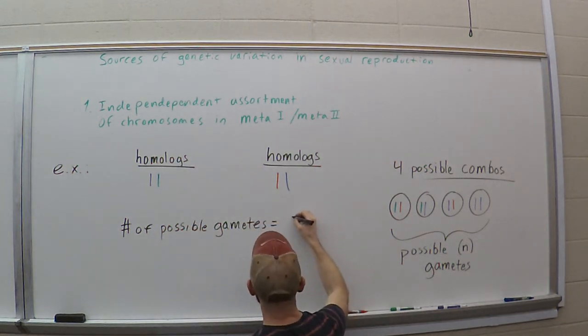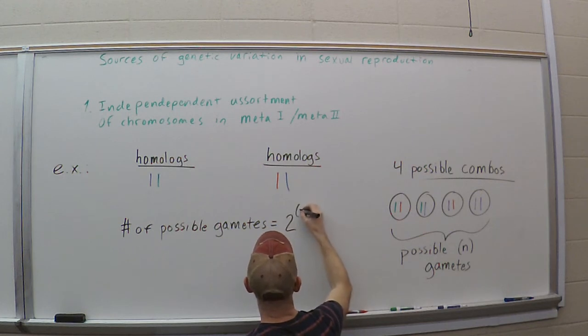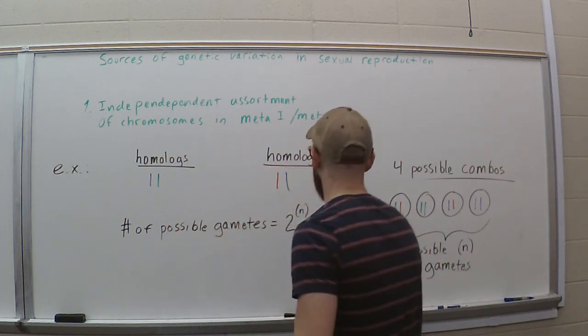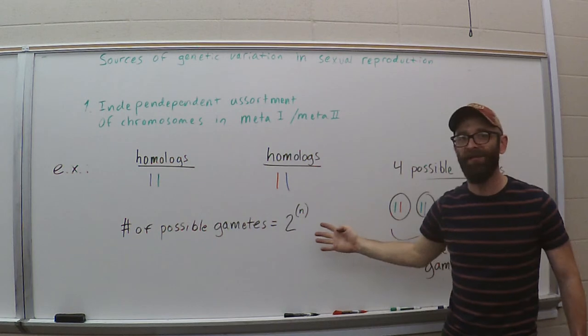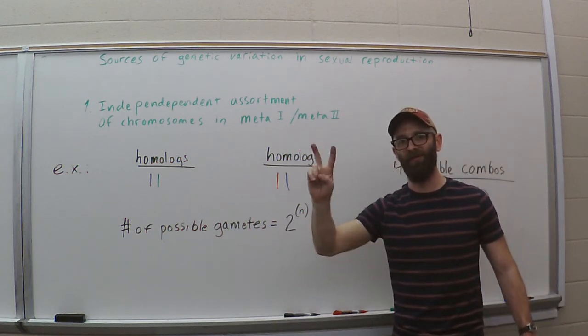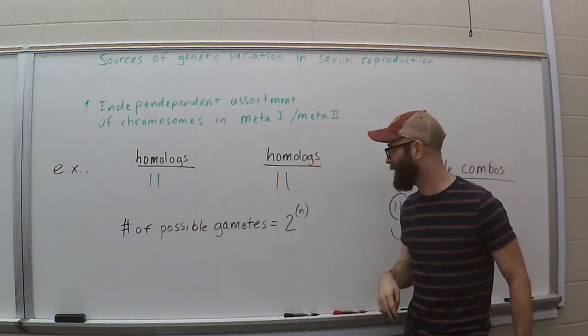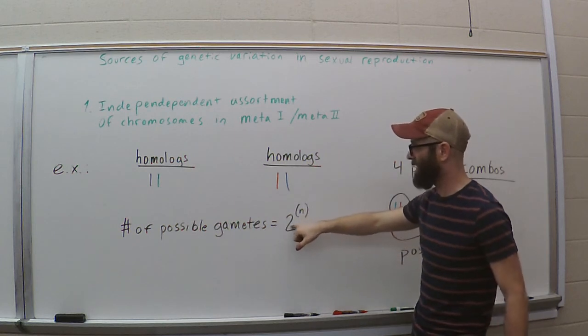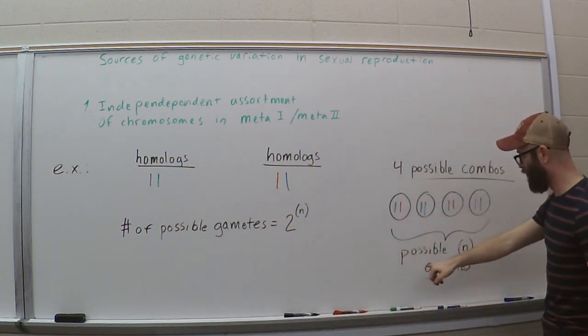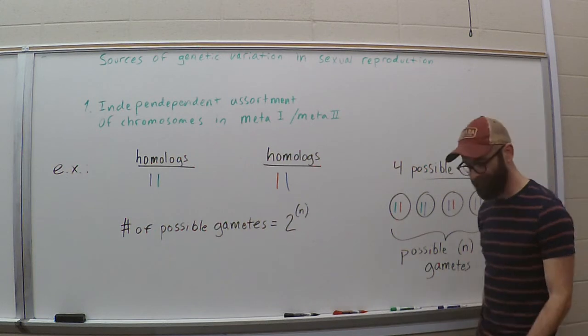And it's just a simple calculation. It's 2 to the power of n. So in this case, n is 2. There are only 2 pairs of chromosomes. So it's 2 squared. 2 squared equals 4. There are 4 possible gametes.